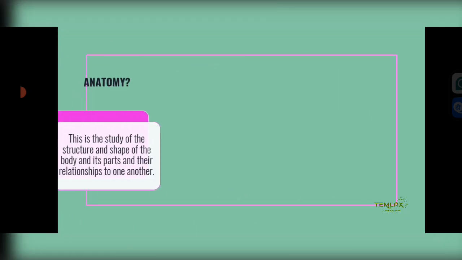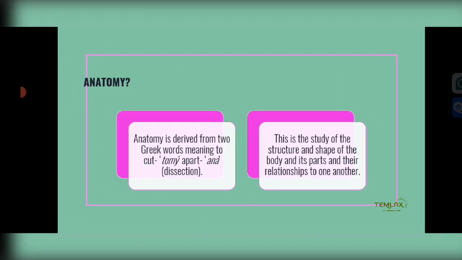So now, what is anatomy? Anatomy is derived from two Greek words, which means to cut apart, or another word that can be used is dissection. We also have prosection or sectioning, and this is cutting apart the body to view structures and study them, then compare them with others, the relationships with others. That's what anatomy is all about.